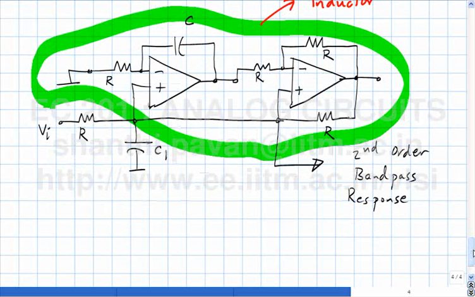And so this is one application where a band pass filter with a very low resonant frequency can be realized without using bulky real inductors. You can get away by using only op amps which have only transistors in them, which are small, and R's and C's. So this is a second order band pass response.